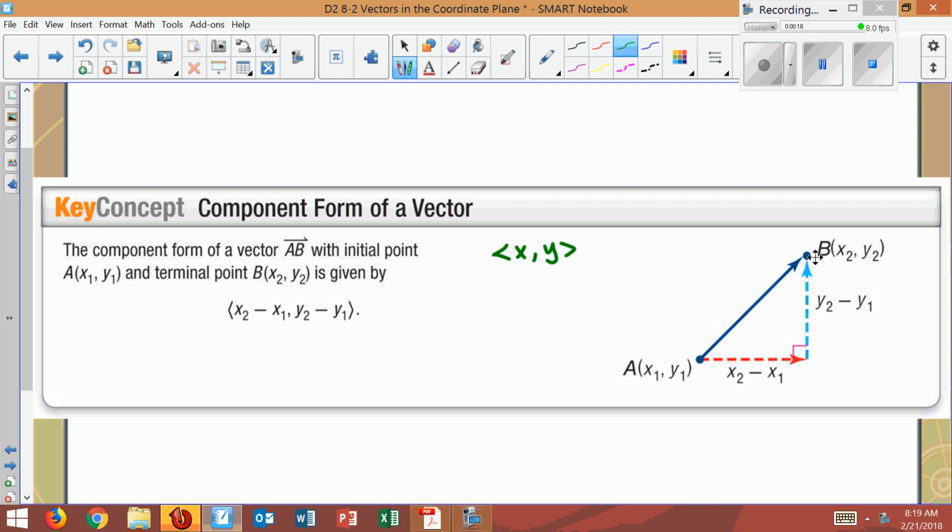We would take the terminal point, that x, we'll call that x2 because that's where the graph ends, and we subtract it by the initial point. So you'd have x2 minus x1, which would give you this length, and it would give it to you in the proper form of going in the correct direction. And it's the same thing for the y value. You take your terminal and subtract it by the initial.